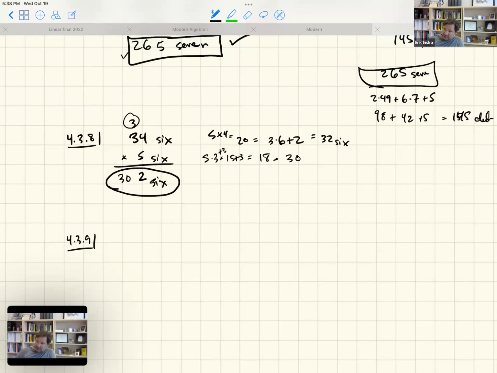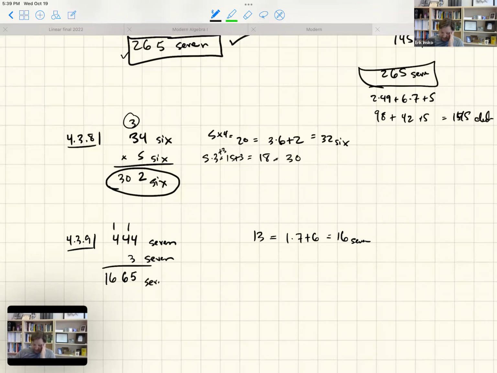9 asks us to do 444 base 7 times 3 base 7. All right, so how's that work? 3 times 4 is 12. 12 base 7 is 15. I'm gonna put 5 there, I'm gonna carry the 1. 3 times 4 is 12, plus 1 is 13. 13, when I write it in terms of 7, is 1 times 7 plus 6. So that's 16 base 7. So I get a 6 and I carry the 1. And again, 3 times 4 plus 1 is 13. 13 is 16 base 7. So the final answer should be 1665 base 7.